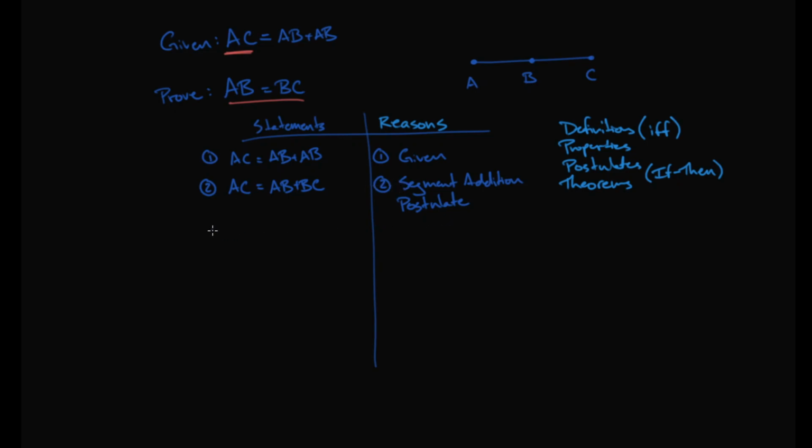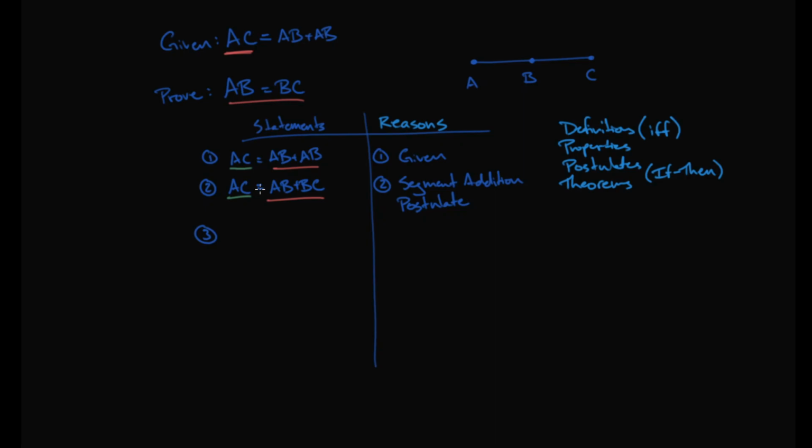So my next statement then, I have to think about what I can do next. My goal is to get an equation here that just has AB and BC in it. And so I'm really close. I have two equations here. One has AB in it, the other one has BC in it. And so if only there was some way that I could combine these two statements into one, and there is a way. And it's because both AB and AB plus BC are both equal to the same thing.